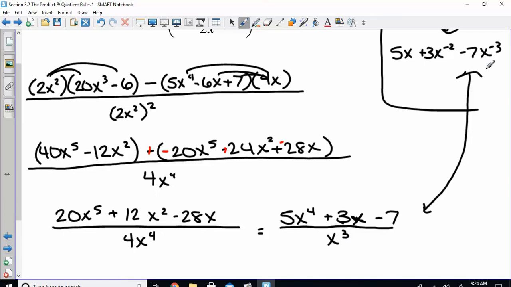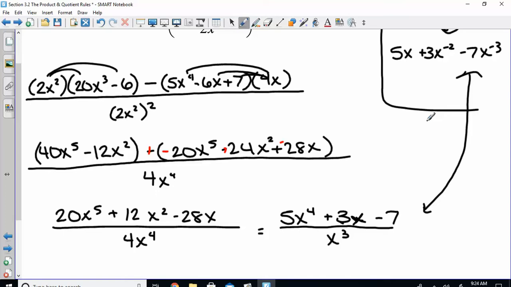So 3x over x cubed is the same as 3x to the negative 2. 7 over x to the 3rd is 7x to the negative 3. So what I'm trying to show you here is we're getting to the point in the class where depending on which route you take to do a problem, your answers might look different but still be equivalent. Okay, I would accept either one of these answers. They're both the same.